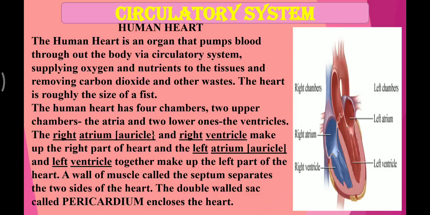The human heart is an organ that pumps blood throughout the body via the circulatory system. It is a pumping organ. Its only work is to pump and send blood to all parts of the body. Always sending the blood, every second it has to beat. When it fills with blood and empties the blood, that we call beating. Let's see in detail. The human heart pumps blood throughout the body via the circulatory system, supplying oxygen and nutrients to the tissues and removing carbon dioxide and other waste.